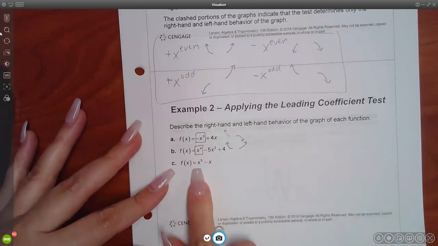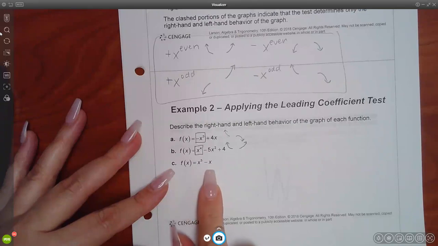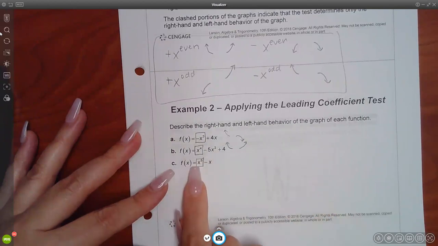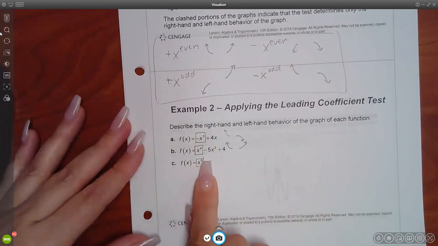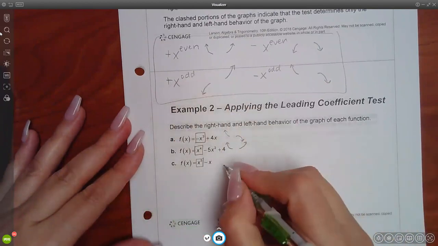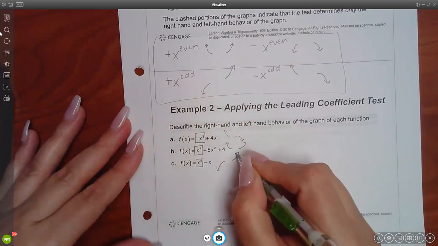Who am I supposed to focus on in this one? This is the guy with the highest exponent, right? So we're gonna look at that one only. It's got a positive coefficient, invisible one, right? And what kind of exponent? Odd, so it's a positive odd, right? And so it's gonna have this end behavior, okay?